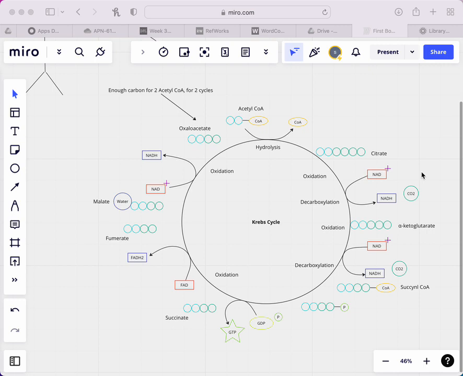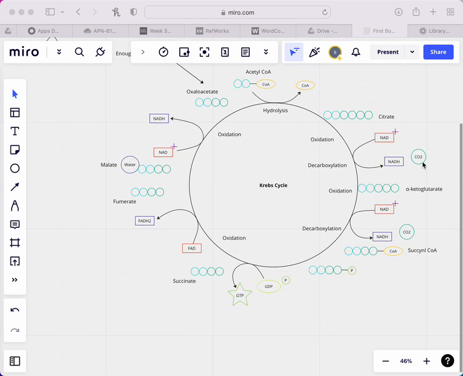From here, citrate is oxidized, and an electron is going to be transferred from NAD+ to form NADH, an electron transporter that can then be used later on in the electron transport chain. But from here, we have a loss of a carbon molecule in the form of carbon dioxide, and so now the 6-carbon molecule of citrate becomes a 5-carbon molecule of alpha-ketoglutarate.